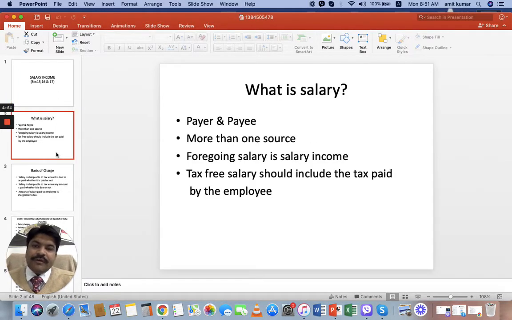What is salary? Where there is a payer and payee relationship, the amount paid by the payer to the payee is known as salary. Salary can be from more than one source. Foregoing salary is a salary income. Tax-free salary should include the tax paid by the employer.